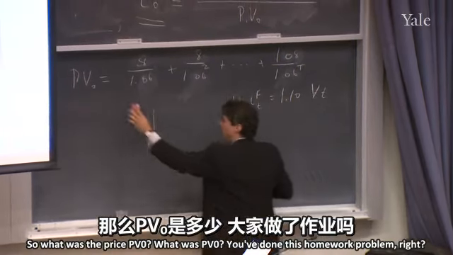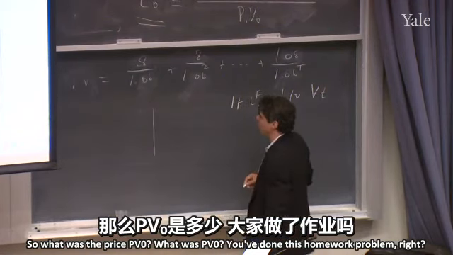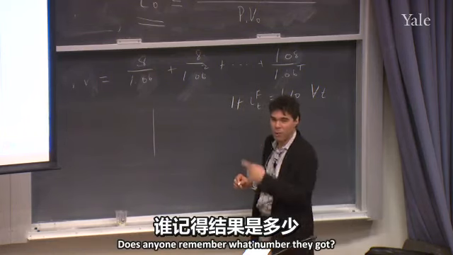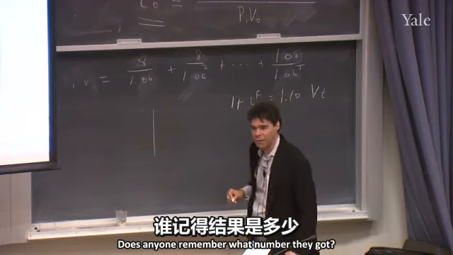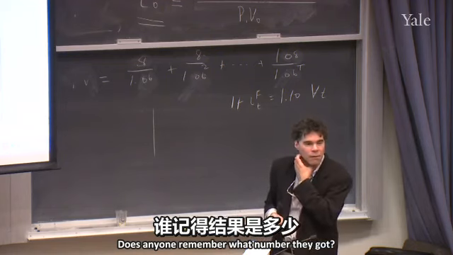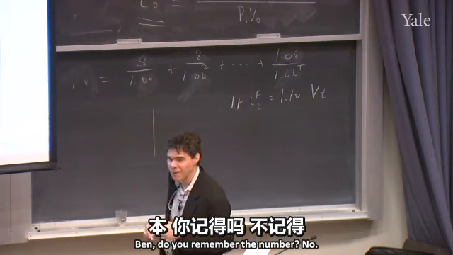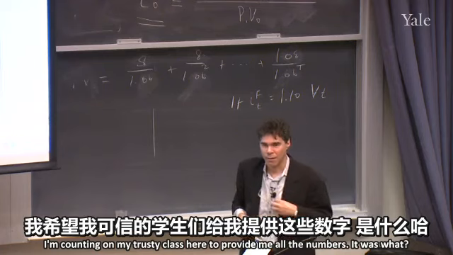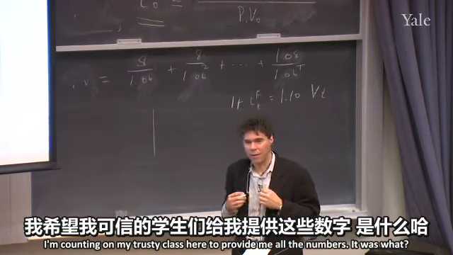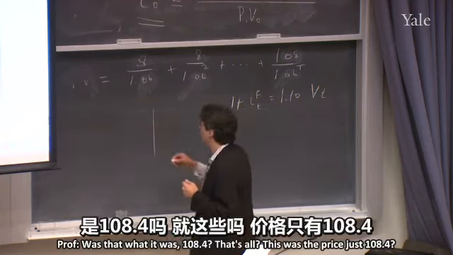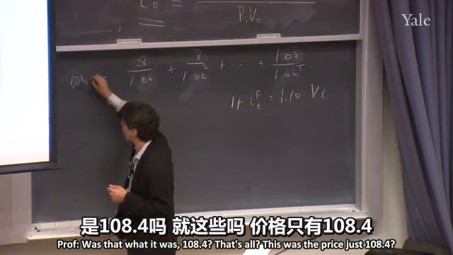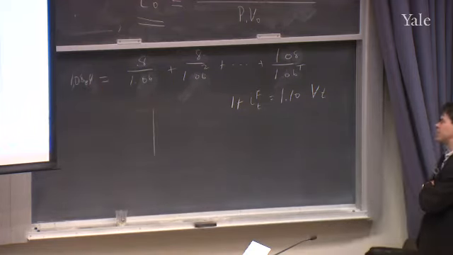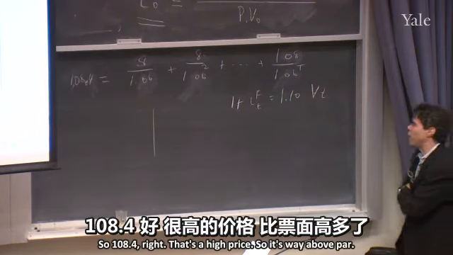Okay, so what was the price, PV0? You've done this homework problem, right? Does anyone remember what number they got? Ben, do you remember the number? No. I'm counting on my trusty class here to provide me all the numbers. It was what? 108.4, that's all? This was the price, just 108.4? Okay. Okay, so 108.4, right.